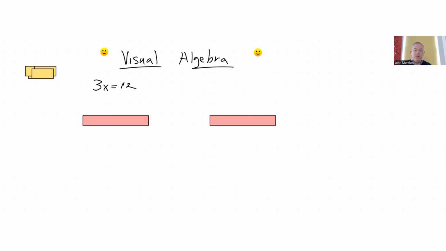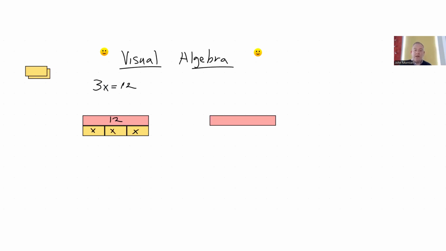Well, I'm going to put my 12 in here, and I'm going to look at what we've got. I've got one block, and I'm going to call that x. And I've got another block, and yep, I'm going to call that x. And I've got another block, and I'm going to call that x. So let's write that here: x, x, x. Now, 3x is equal to 12.